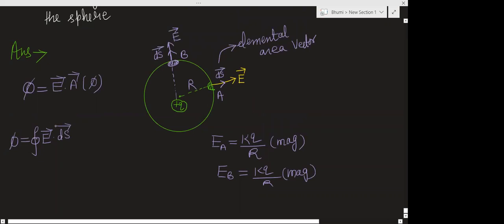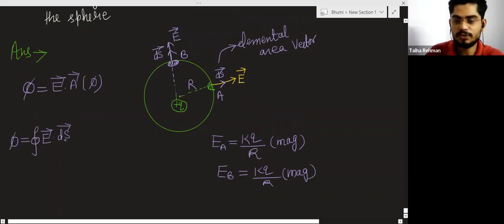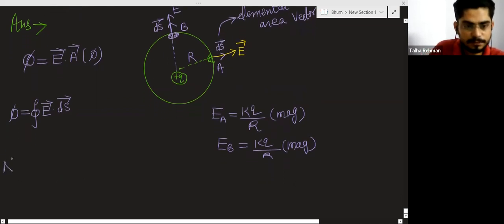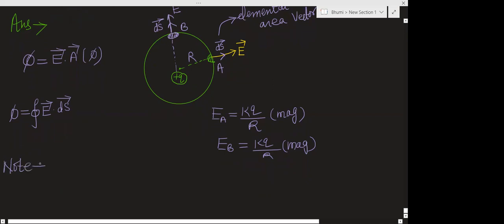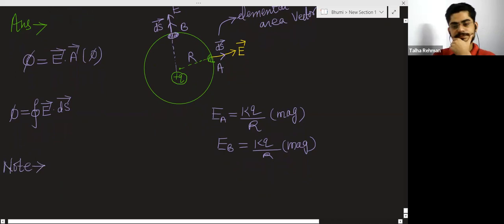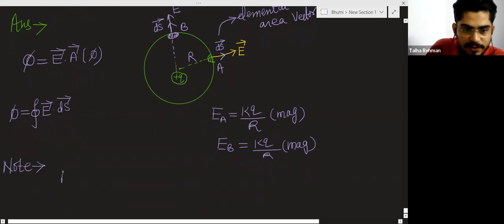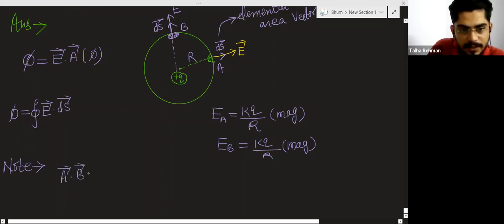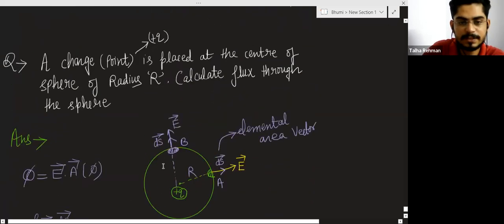For this, I want to tell you one thing, you can note it down. It can happen that the direction and magnitude both are changing, for some other plane. If you have two vectors, vector A dot vector B, I have told you, you can write this as AB cos theta. We have discussed this here.